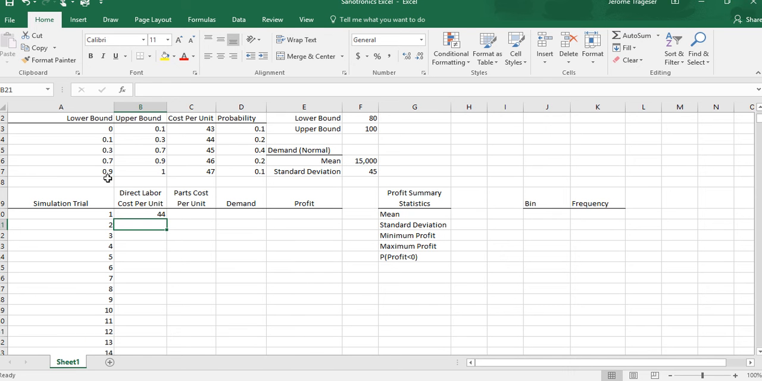Now remember, this is a random number generator, so every time I make a change, things are going to change. My table is going to look different than your table. That's okay because we're dealing with a random number generator here.